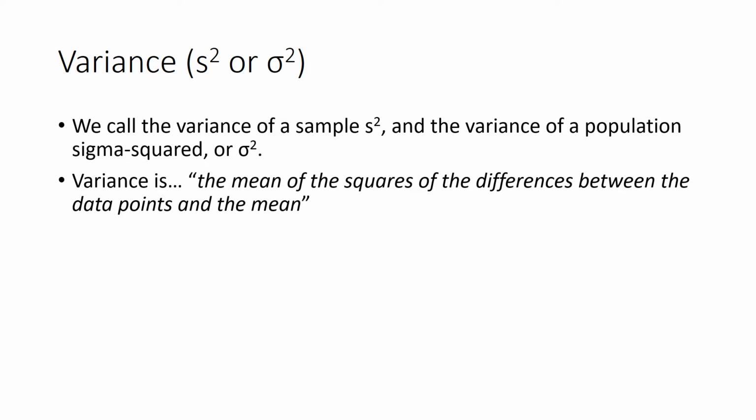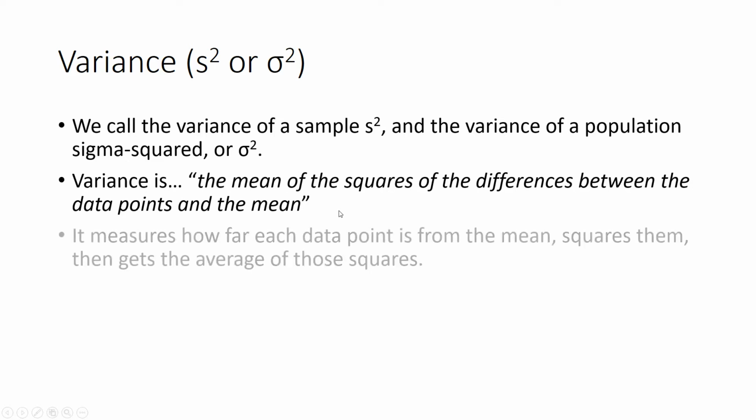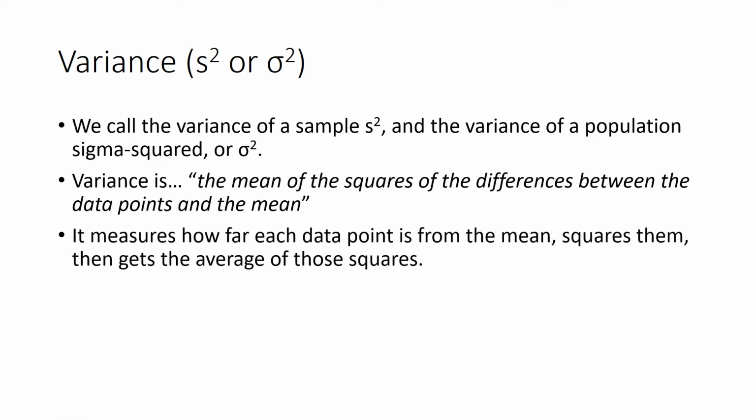Here's a technical definition. The variance is the mean of the squares of the differences between the data points and the mean. If that sounds too technical for you, I don't blame you. We'll look into it though. This measures basically how far each data point is from the mean, and then that distance is squared, and we get the average of those squares.